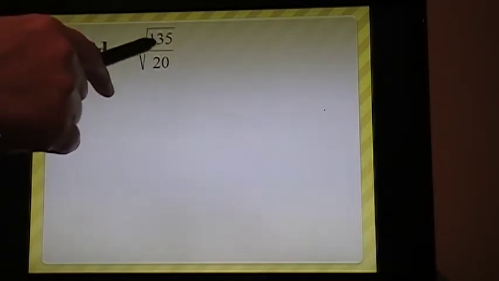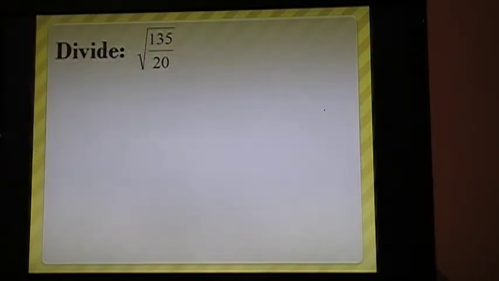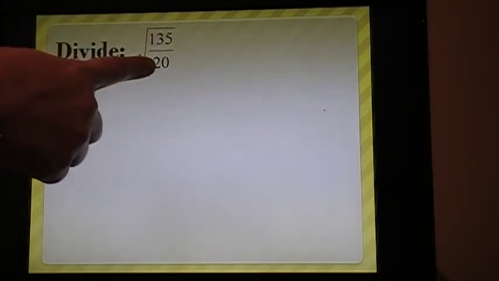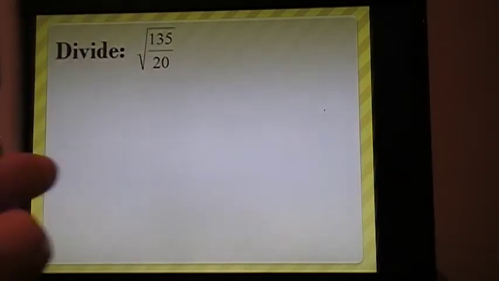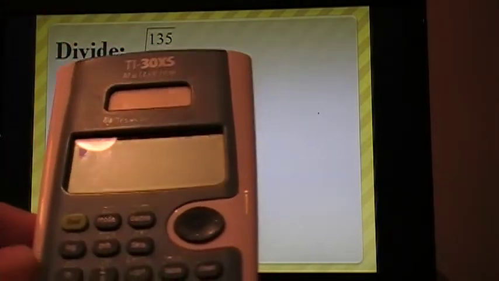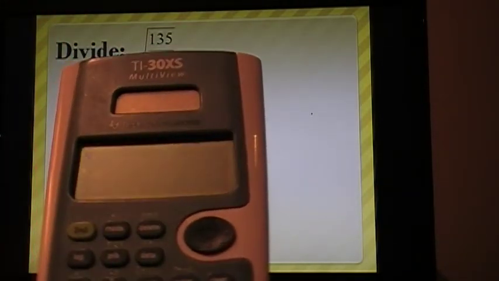Square root of 135 over the square root of 20. So again, you're asking yourself, does it serve any purpose to have this together? Can I reduce that fraction? The fact that both numbers end in either a 5 or a 0 means we know that they're divisible by 5.